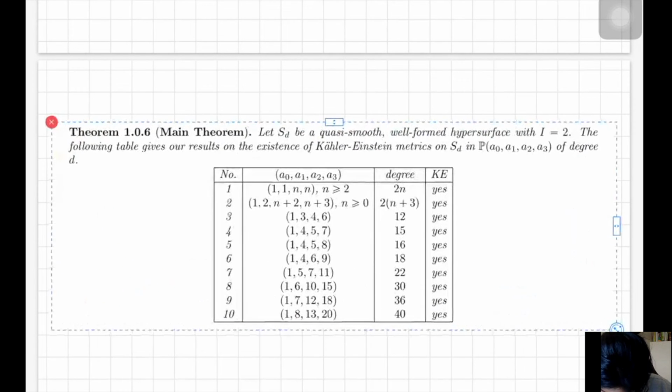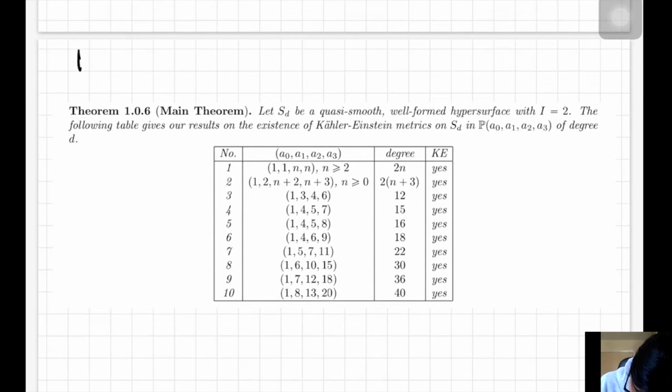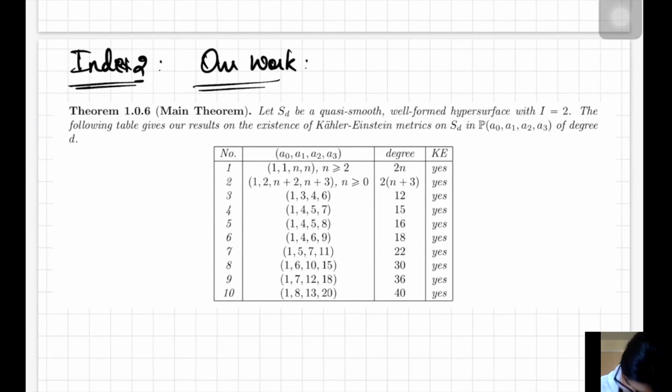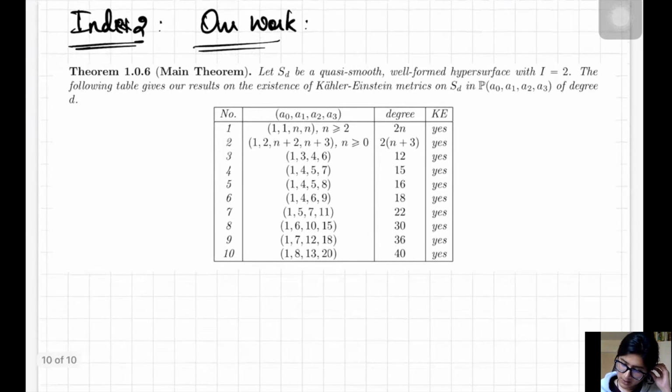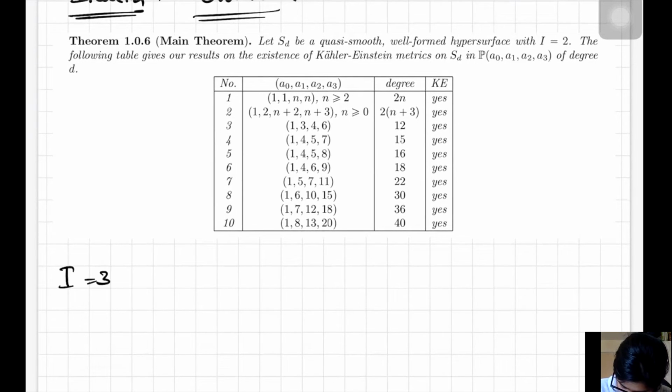And this was our first work. So I thought instead of me writing it down, I will give you the exact result. So this is what we had proven in our work. This is index 2, our work, and this completes it for index 2. Basically, in the cases that we did, which were the only ones remaining, we show that the Kahler-Einstein metric always exists. So this completes the index 2 picture, and we have a very similar picture for index 3.